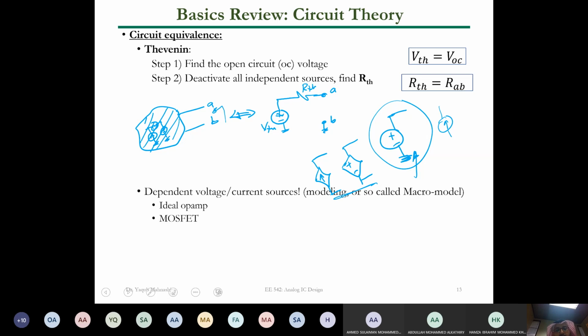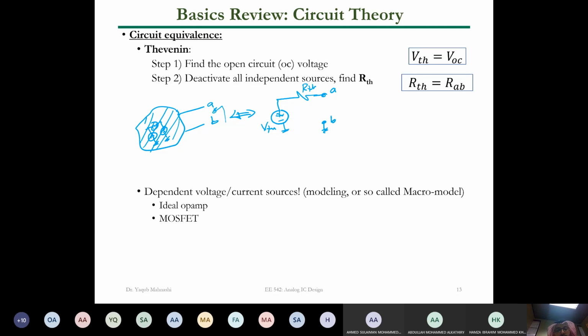So that's one thing. I needed to know that dependent sources are usually used for modeling some complicated circuit or complicated structures like the ideal op-amp. When we talk about the ideal op-amp, if you still remember this one here, we said we can model it as such. So we have a voltage controlled voltage source, and then we have a resistor here. Something like this. So this is one way to do that. And of course, this one is your output, and this is connected to ground.